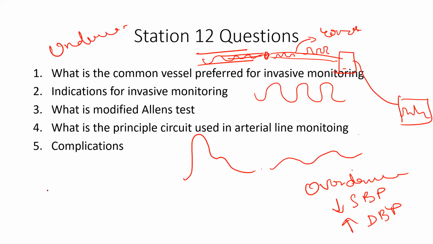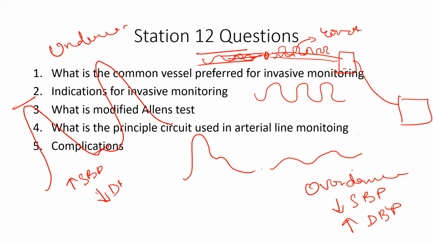In under dampening, the pulsation will look like this, because both the arterial pulsation and the dancing of the tube over-exaggerate the pulse waveform. So on the monitor, you will have a high systolic blood pressure and a very low diastolic blood pressure, whereas the mean arterial pressure will be constant in either situation. So this is over dampening and this is under dampening.